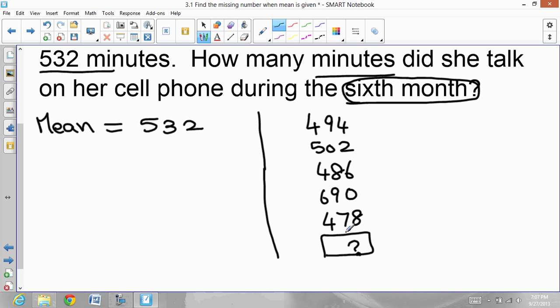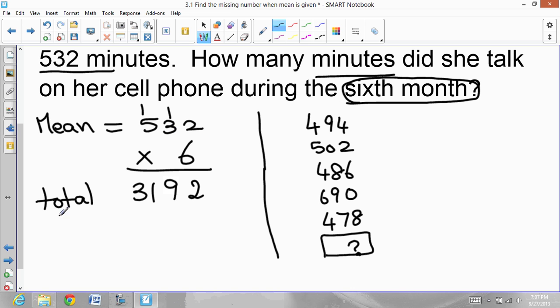So let's do a calculation. You know the mean is 532, and you know the mean is for 6 months, because there are 6 months in it. So 6 times 2 is 12, 6 times 3 is 18, 19, 6 times 5 is 30, 31. When you multiply the mean by the number of total months that she is using the cell phone, you are actually going to find the total. So this is the total for 6 months.